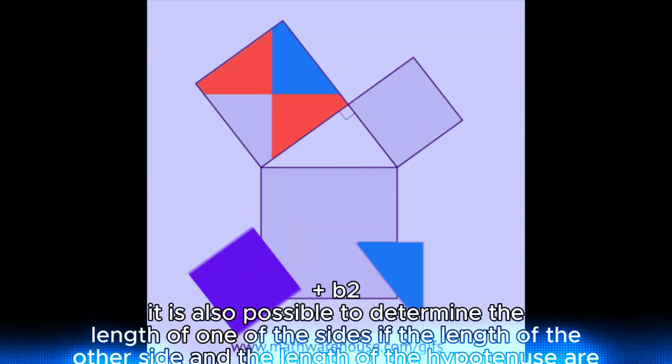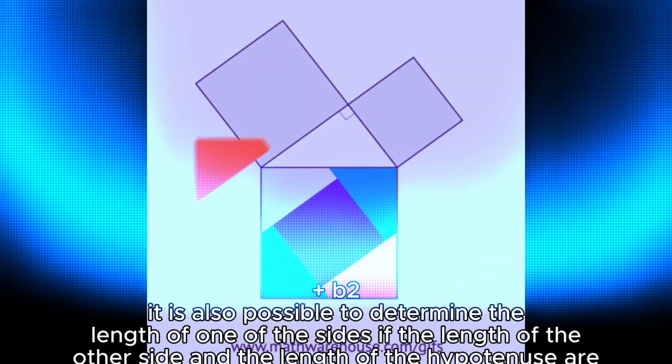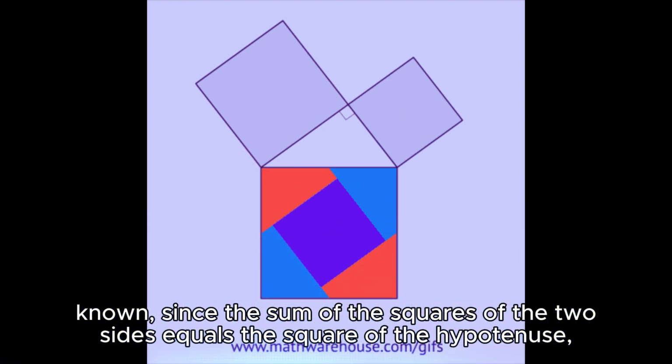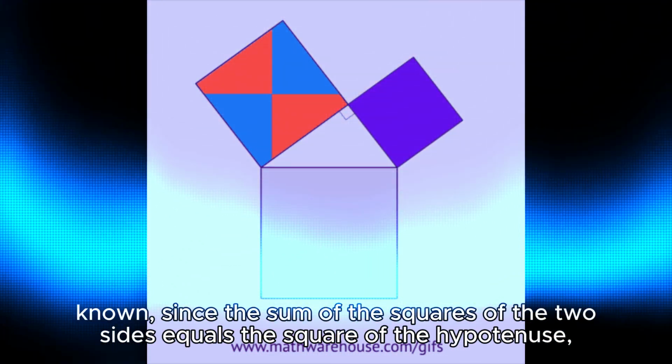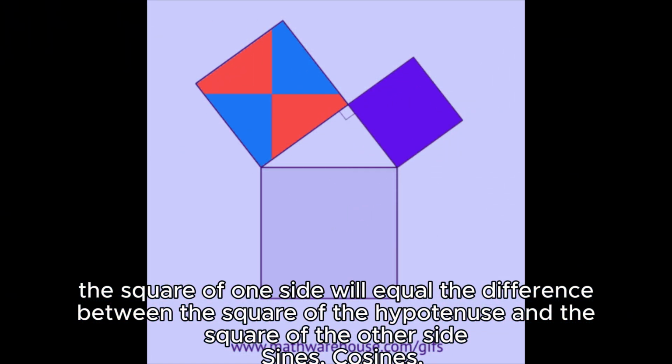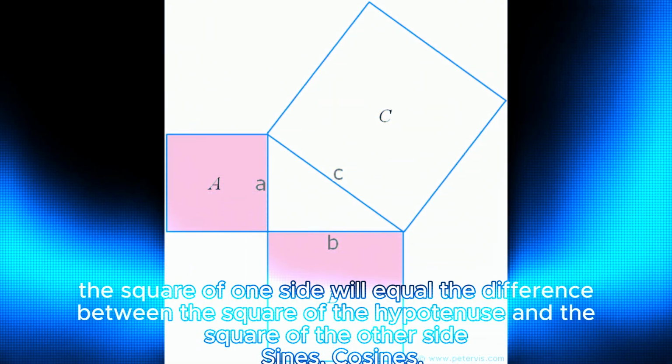It is also possible to determine the length of one of the sides if the length of the other side and the length of the hypotenuse are known, since the sum of the squares of the two sides equals the square of the hypotenuse. The square of one side will equal the difference between the square of the hypotenuse and the square of the other side.